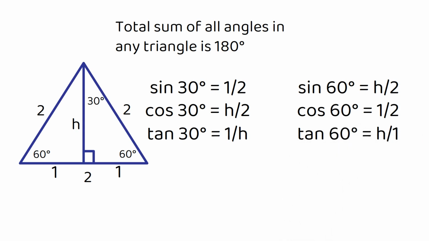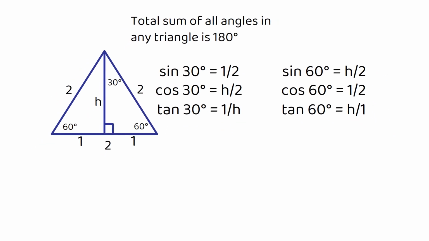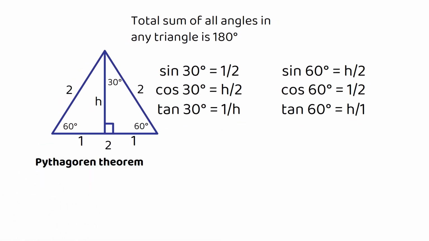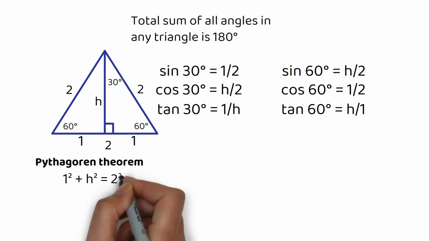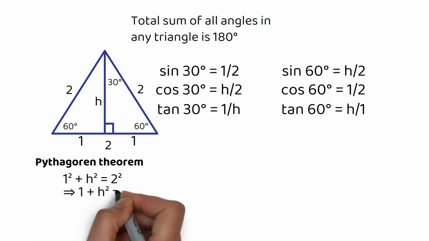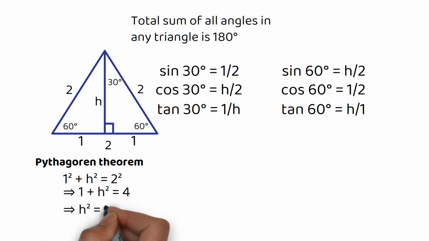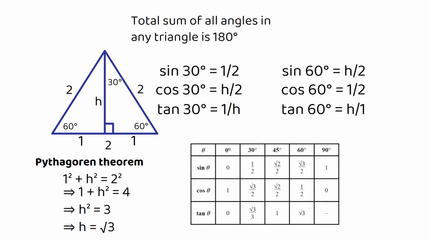It only remains to find out what h is. This can be done easily by using the Pythagorean theorem in the equilateral triangle. We can say 1 squared plus h squared equals 2 squared, which is 1 plus h squared equals 4, which means h squared equals 3, which means h is the square root of 3. Plugging everything back into what we just looked at, we can summarize it like this.